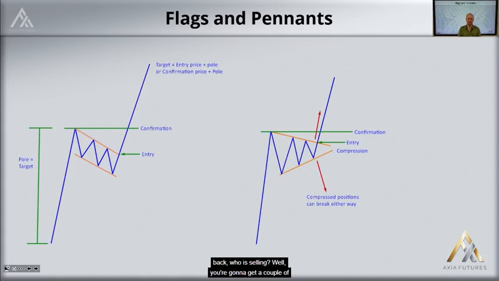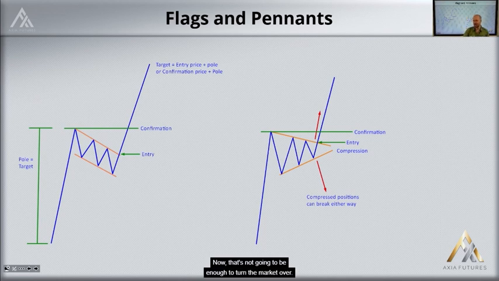Who is selling? Well, you're going to get a couple of different people selling. You're going to get those who have played the first move up, taking some profit, because when it first pulls back and doesn't then continue, people start thinking, maybe this is it. And they start to take a little bit off. So this creates a little bit of selling pressure.